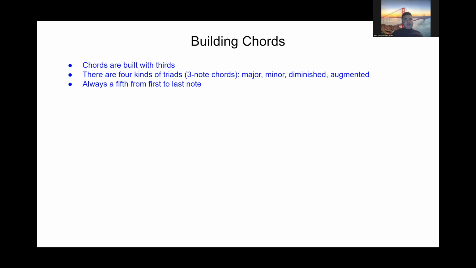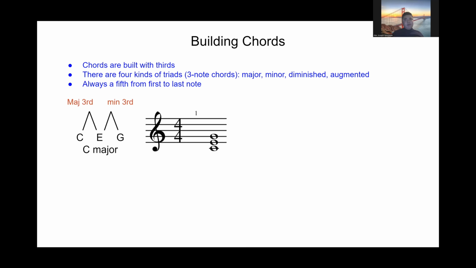So let's take a little detail away from scales and talk about chords. Remember how I was making a big deal out of the thirds in the last episode? Well, that's because chords are built with thirds. We're going to talk about triads today. Triads are chords with 3 unique notes, and there's 4 kinds. So let's start with major.